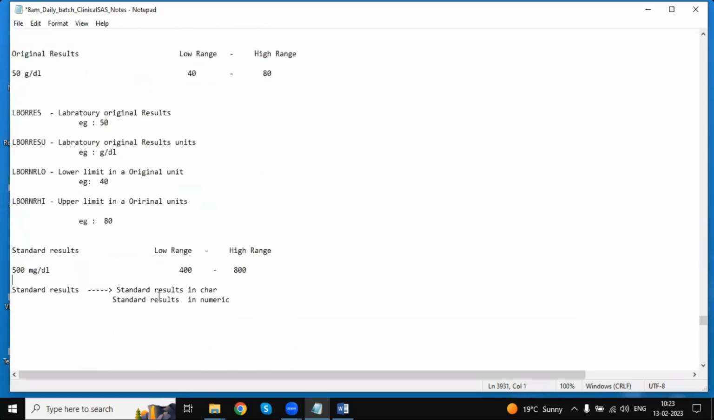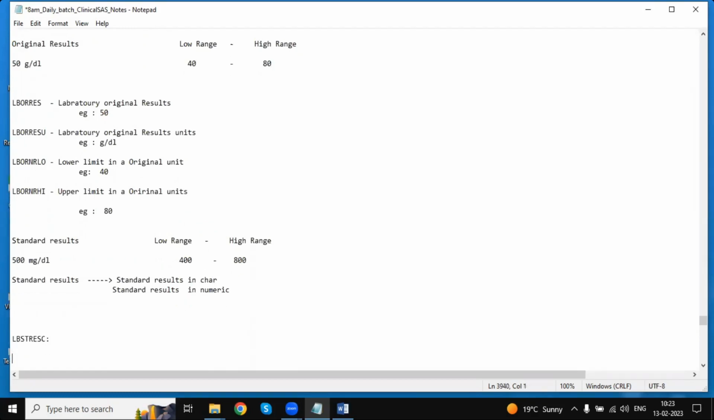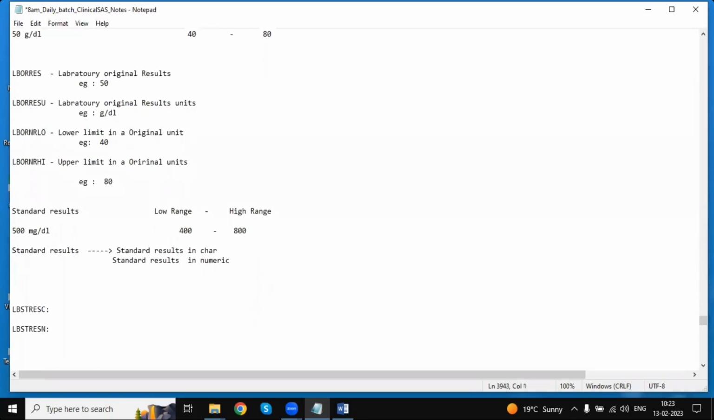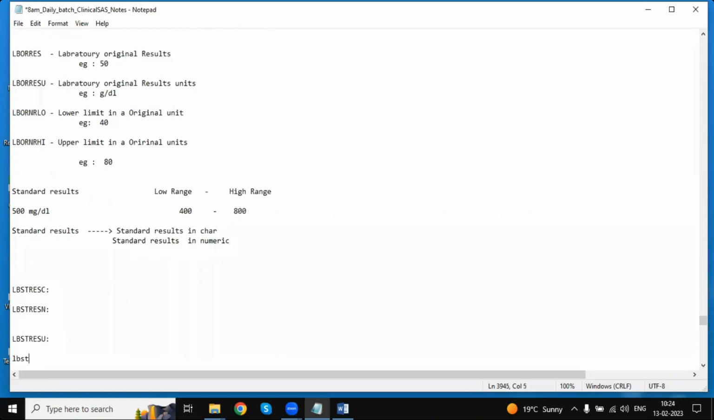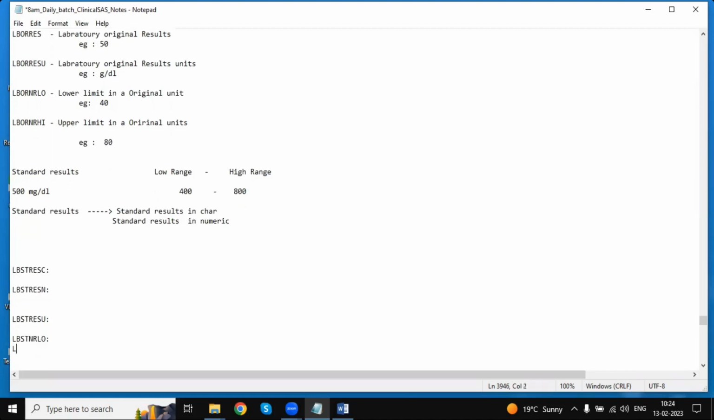The standard results we have to capture in two variables. Standard is in character data type and numeric data type. So the variable is LB standard results in character data type, LB standard results in numeric data type, LB standard results units, LB standard results lower limit, LB standard results higher limit.